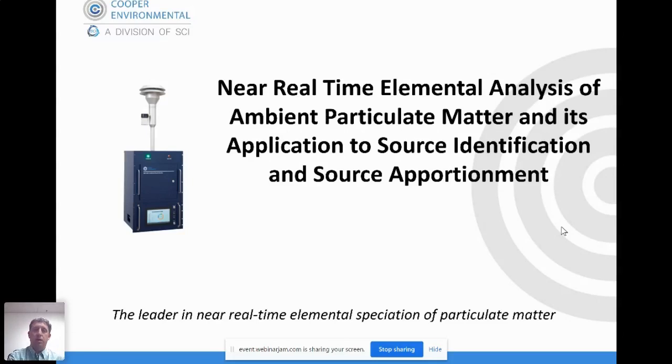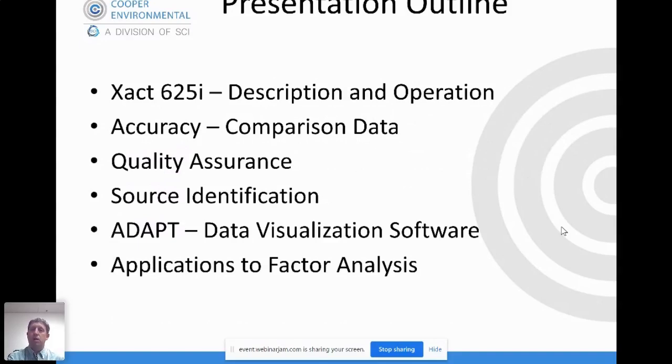As Anand mentioned, we're going to be discussing near real-time elemental analysis of ambient particulate matter and its application to source identification and source apportionment. And very specifically, we'll be talking about the role that real-time elemental analysis with the Xact 625i plays in that. So we'll be talking a little bit about the instrument itself. We'll be giving a description of it and discuss some features of its operation.